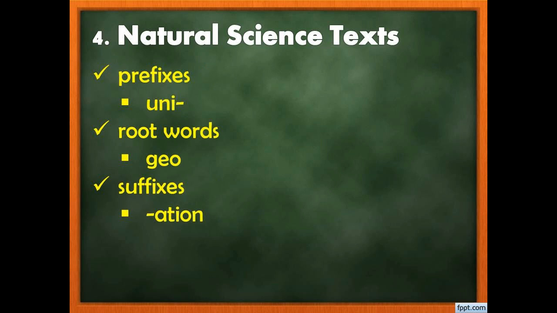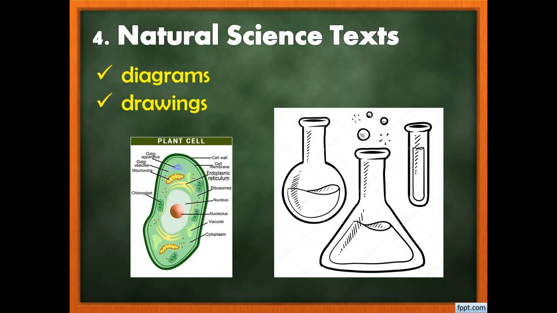To help yourself understand many of the technical terms, you have to know some prefixes like uni, which means one, root words like geo, which means earth, and suffixes like ation, which means an action or a process. Diagrams like the plant cell and drawings like the scientific equipment are also characteristics of science texts to further illustrate a certain scientific concept or idea.